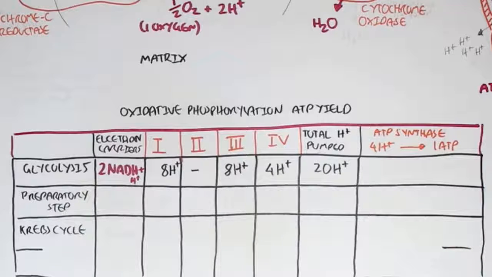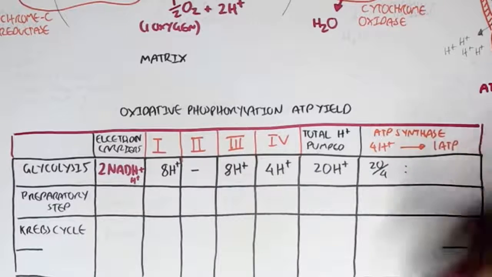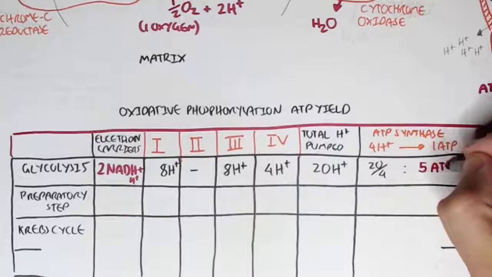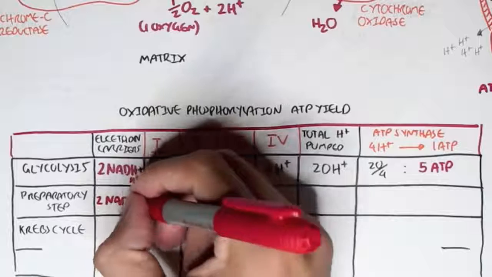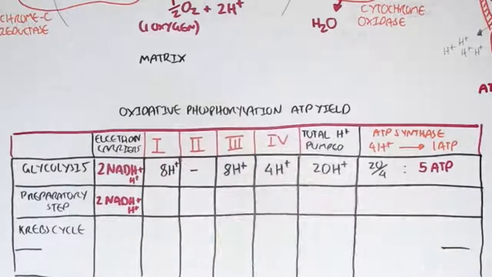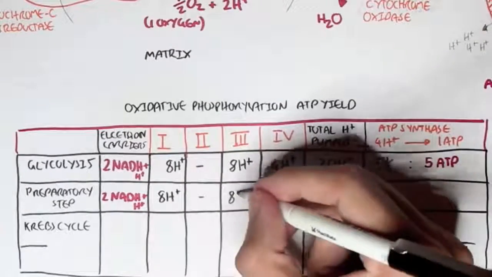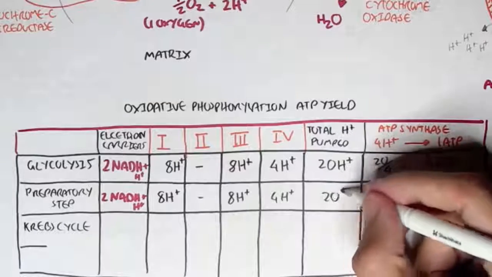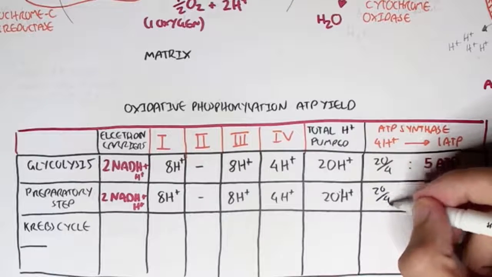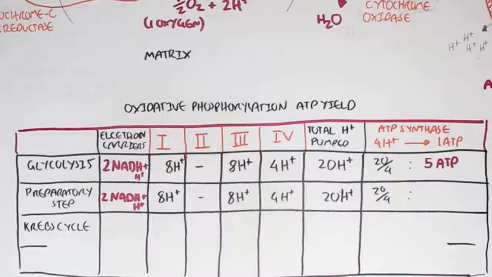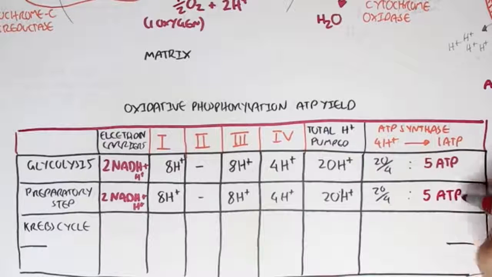And so if we put this through the ATP synthase, where 4 hydrogen ions will give us 1 ATP, this would mean that 20 hydrogen ions will produce 5 ATP. Similarly, with the preparatory step, which gave us 2 NADHs, it's exactly the same. Complex 1 will pump out 8 hydrogen ions into the intermembrane space. Complex 3, 8 hydrogen ions. Complex 4, 4 hydrogen ions, giving a total again of 20 hydrogen ions. And so the total amount of ATP produced from 20 hydrogen ions is 5 ATP, because 20 divided by 4 is 5.